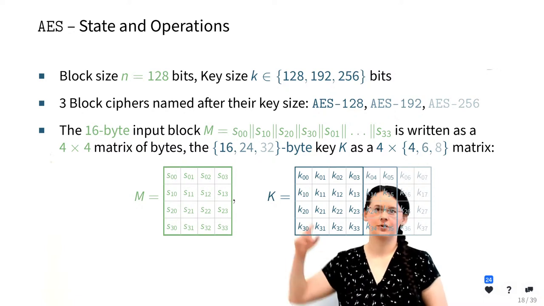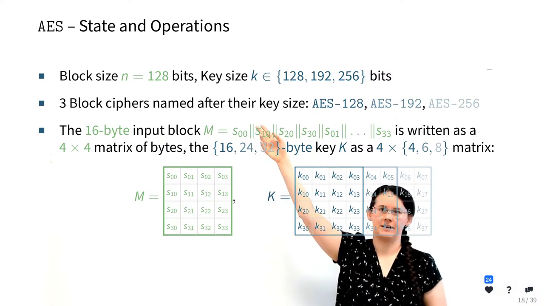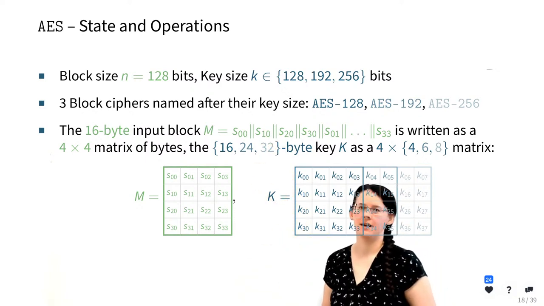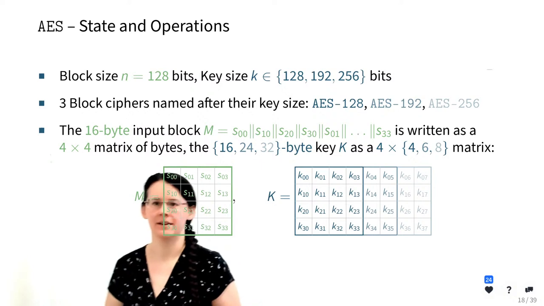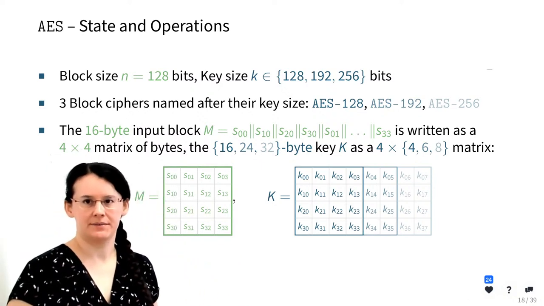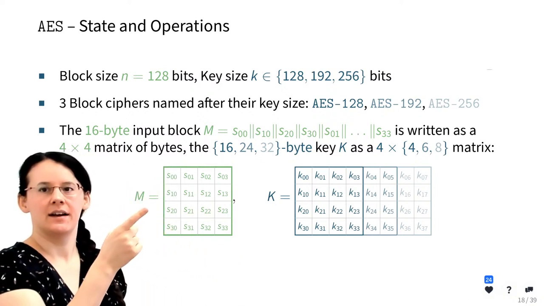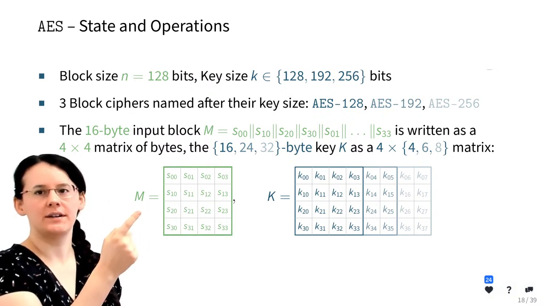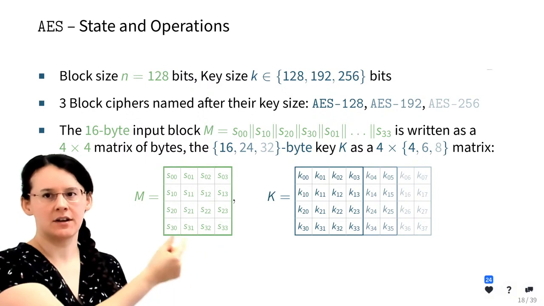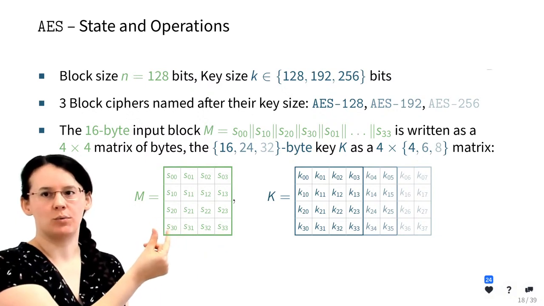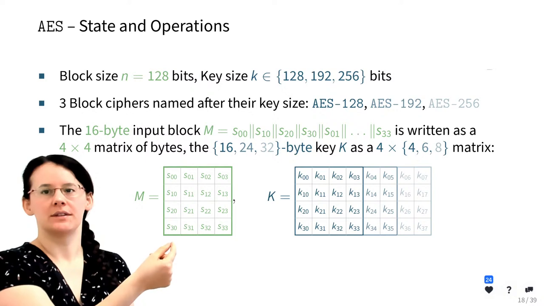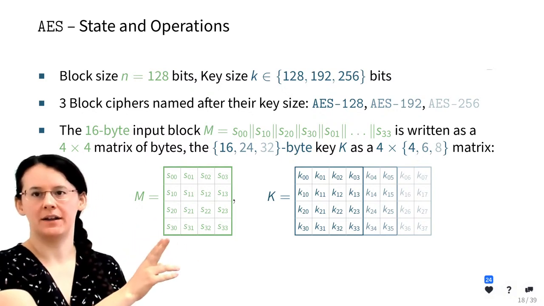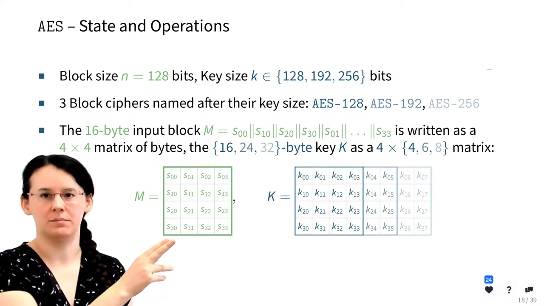And the state of AES, so first the input message, the 128-bit input message, and then later the intermediate results between the rounds, they're represented in a very special way, namely as a matrix. So what you see here is the 128-bit block, that is the input message, written as a 4x4 matrix, where each entry of the matrix is 1 byte. So this is an array of 16 bytes in total, which are indexed by their row number and column number.